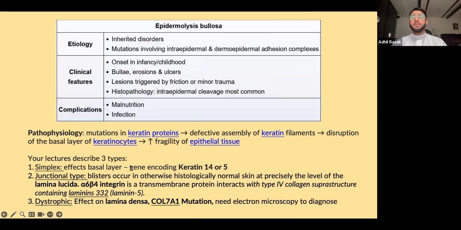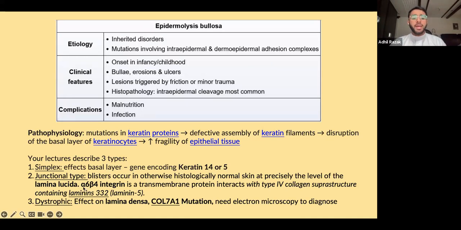Your lecture discusses 3 types. Simplex, which affects the basal layer directly, and it encodes keratin 14 and 5. So the way you can remember this is that simplex has the simplest gene mutation, which is keratin 14 or 5. For the junctional type, I don't know how I can make this easy to remember. I tried to come up with something, but I don't know.